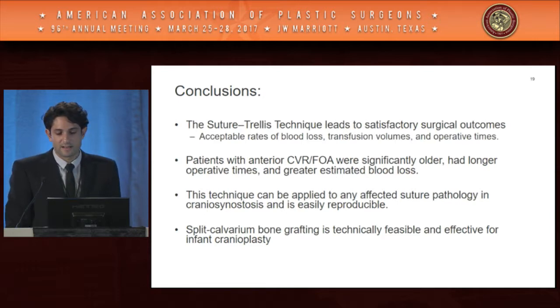And this technique can be applied to any affected suture pathology, is easily reproducible, and can be used for both primary cranioplasty as well as revision cranioplasty.